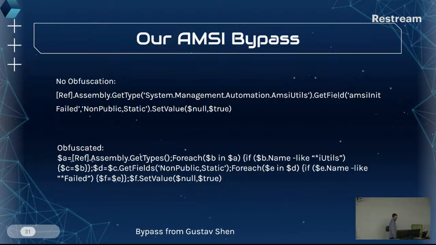So this is our obfuscated one. I got this one off of, I think, somebody's Medium blog page, Gustav Shen. That Medium blog post had this, where it's just a little bit obfuscated. It's still doing the same thing, right? But you're setting some variables, assembly.get types, looping through them. If name is like utils, setting some more variables.